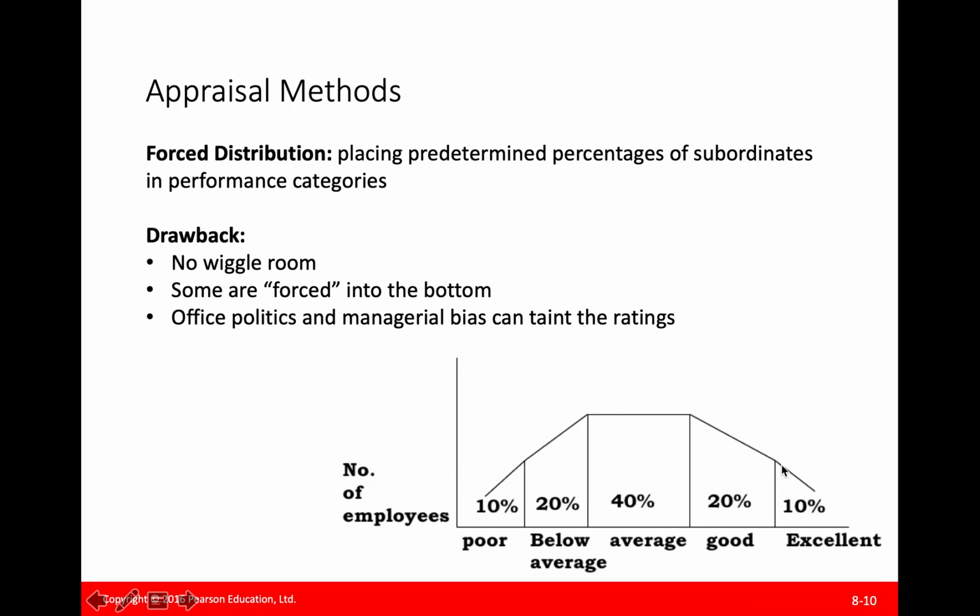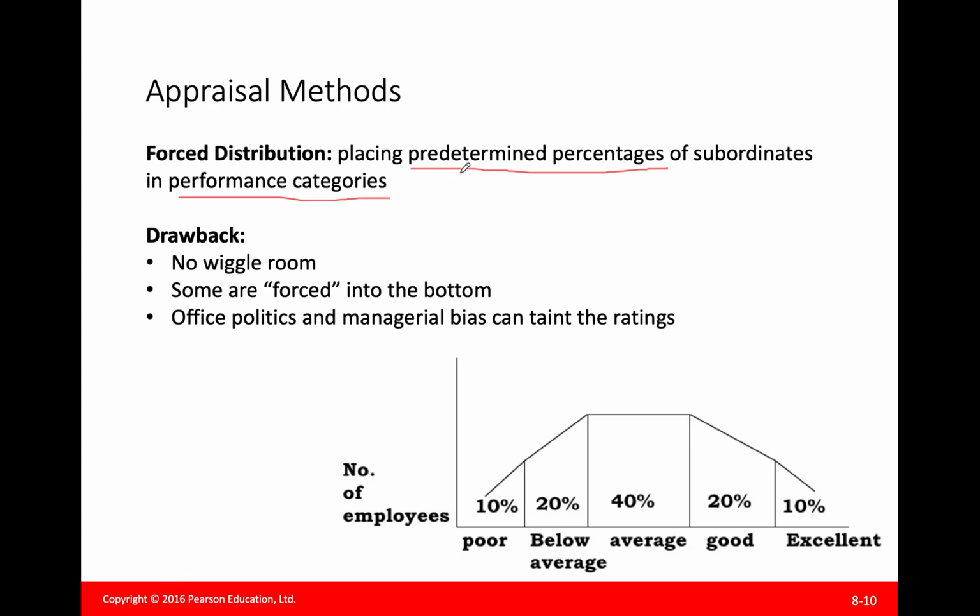Okay, next method, forced distribution. Forced distribution là phân chia. Forced là bắt buộc, là phân chia cái tỷ lệ nhân viên giỏi, trung bình và dở theo một tỷ lệ định sẵn. So forced distribution is a method where we have predetermined percentages of subordinates in performance categories. So we will break down this definition. Predetermined percentages of subordinates in performance categories.